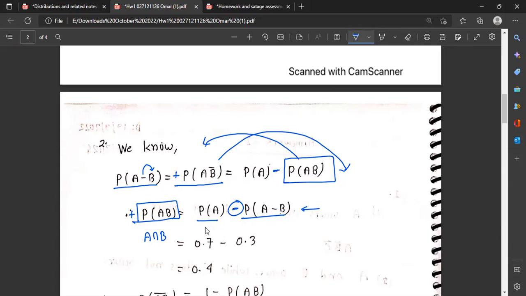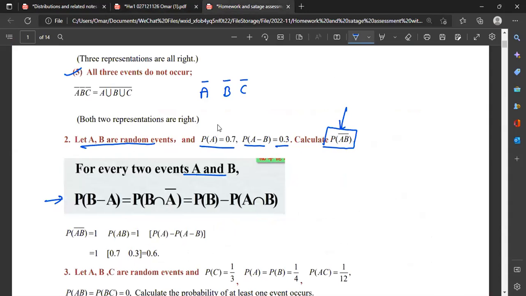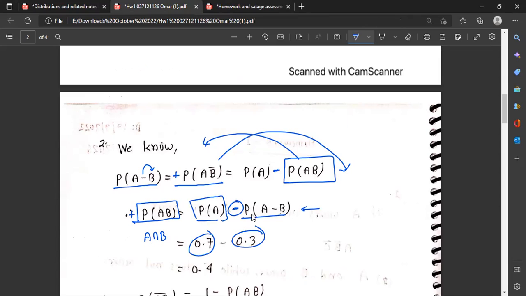So P of A is already given as 0.7 and P of A minus B is also given as 0.3. Why do we use this formula, or why do we take them on the left side? Because we already have the values of P of A and P of A minus B. That's why we exchange the sides, and then the value is 0.4.